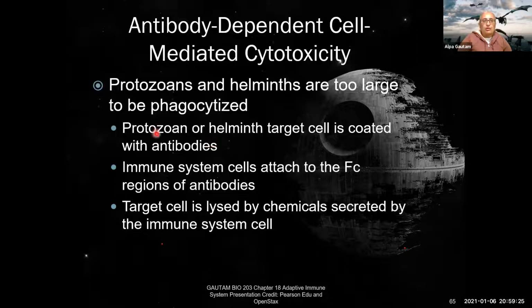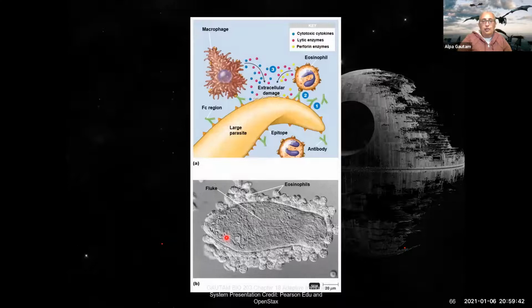So what happens is protozoans and helminths get coated with antibodies. The immune system cells attach to regions on the antibodies, and then the target cell gets killed by eosinophils that come along and release hydrolytic enzymes on them, right?